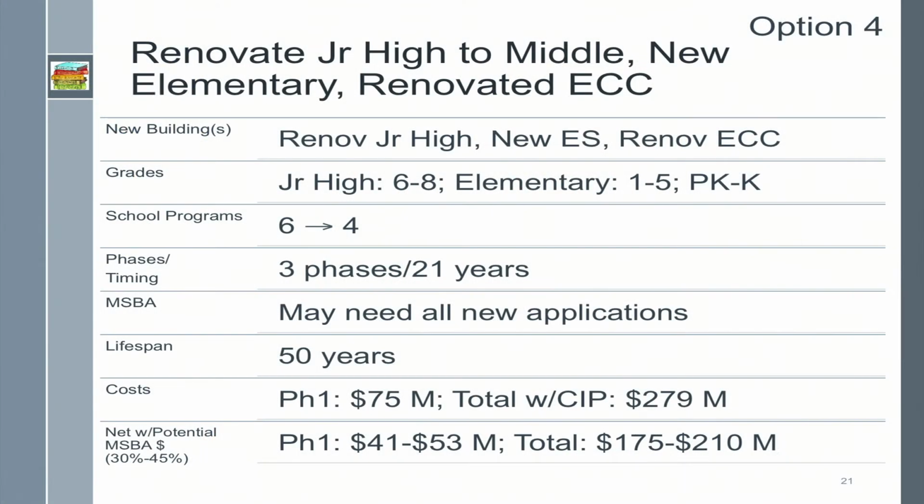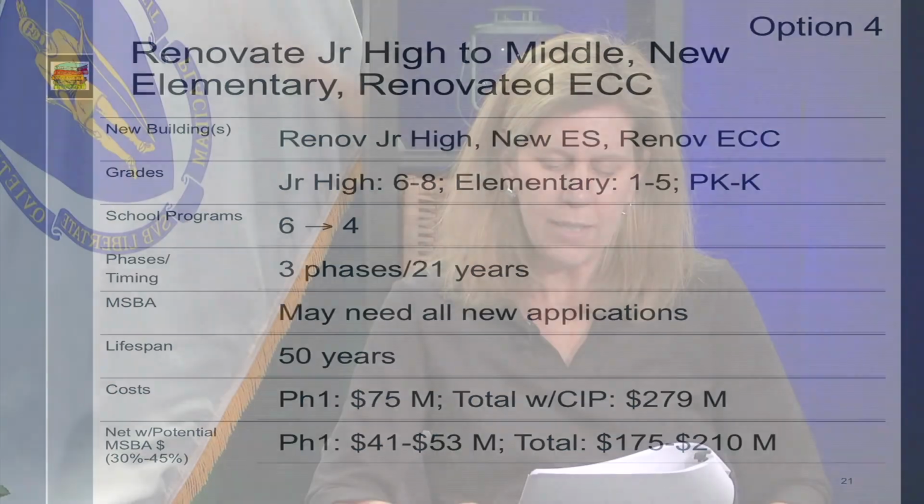The project would take place in 3 phases over 21 years. Because the junior high renovation would have to occur first, we would have to decline our current MSBA offer and reapply for all 3 phases of this project. Additionally, because the junior high needs are not as critical as our elementary needs, especially those needs at Douglas, we might not be accepted into MSBA for that phase for some time. We may not, in fact, have the luxury of time needed to pursue this option.